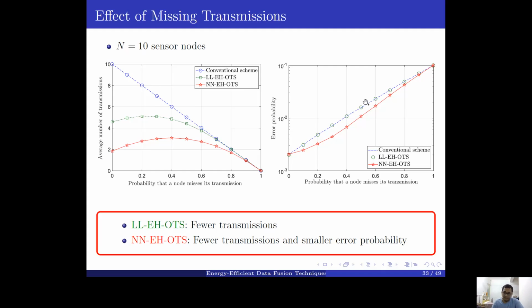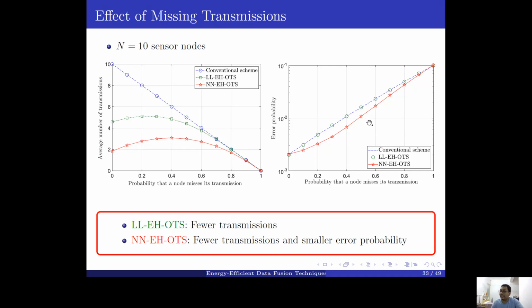We have plotted error probability as a function of the probability that a node misses its transmission for the conventional scheme, LH-OTS and NH-OTS. LH-OTS attains the same error probability as the conventional scheme. So it saves transmissions and attains the same error probability. On the other hand, NH-OTS not only saves transmissions, but it also attains a smaller error probability.